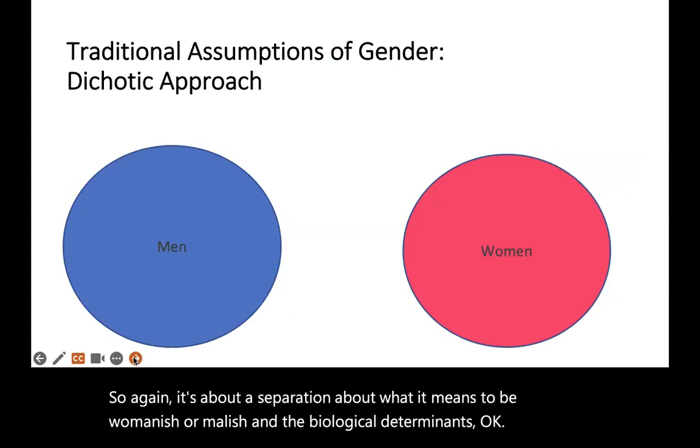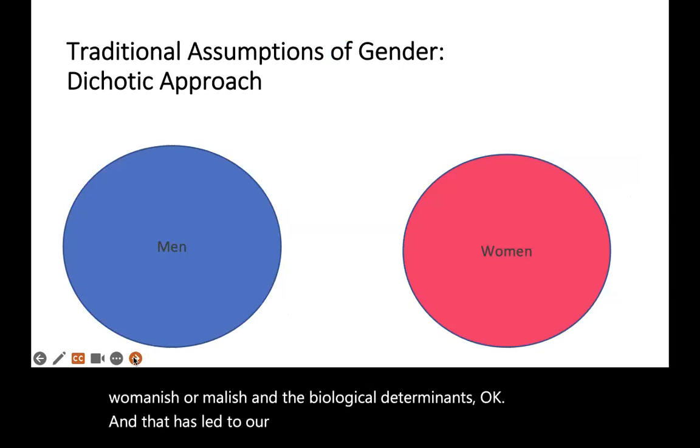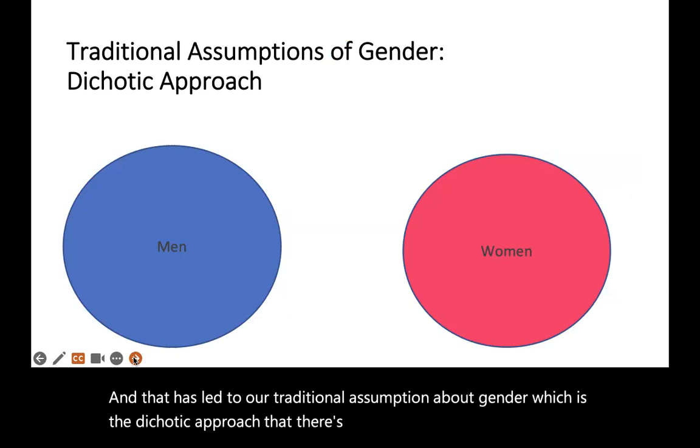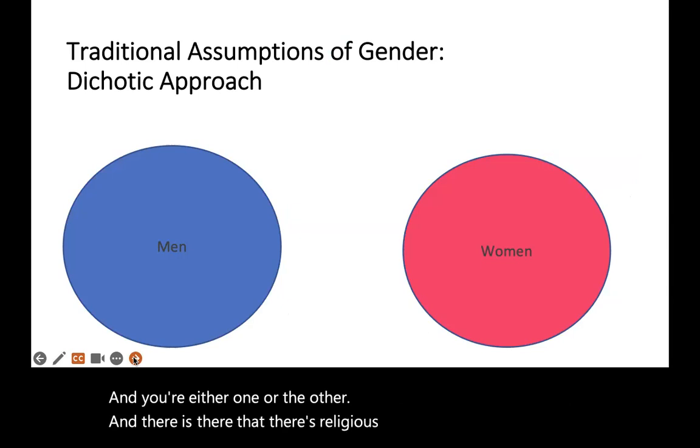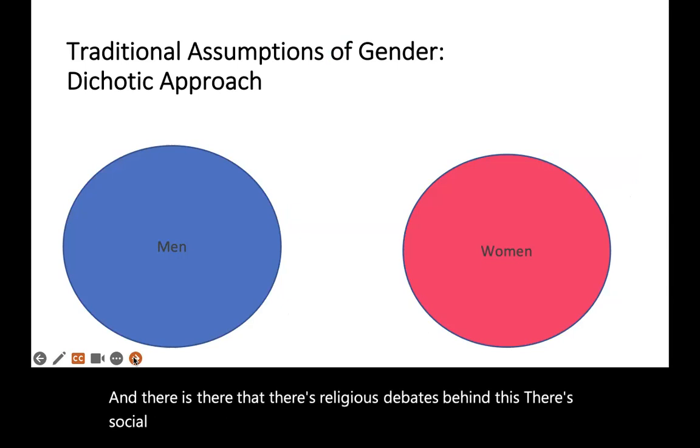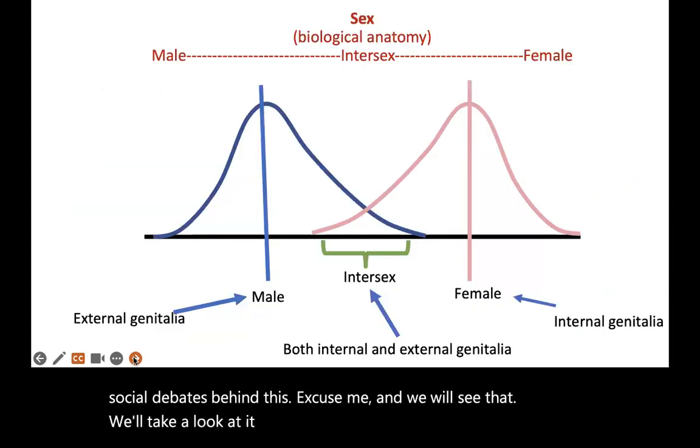And that has led to our traditional assumption about gender, which is the dichotomous approach, that there's men, women, and you're either one or the other. There's religious debates behind this. There's social debates behind this, excuse me. And we'll take a look at it here in just a minute, okay?